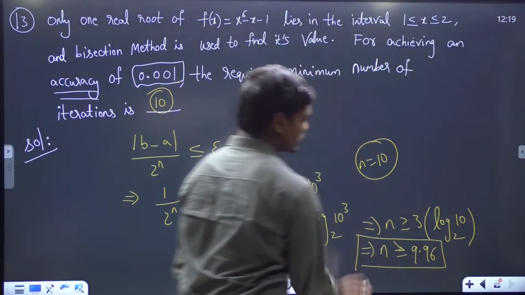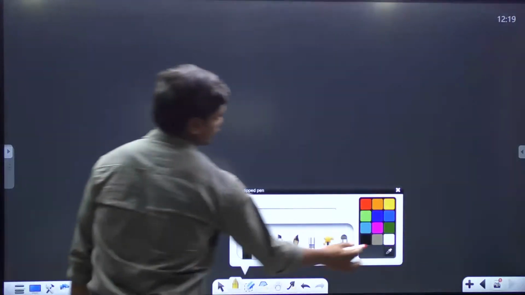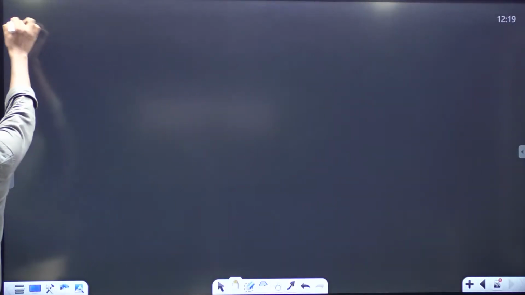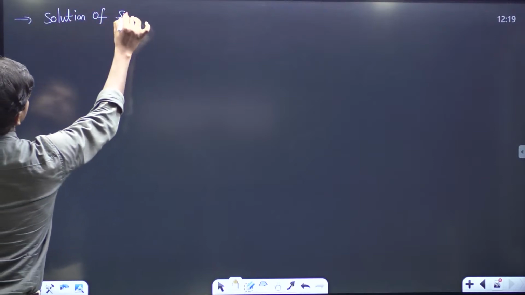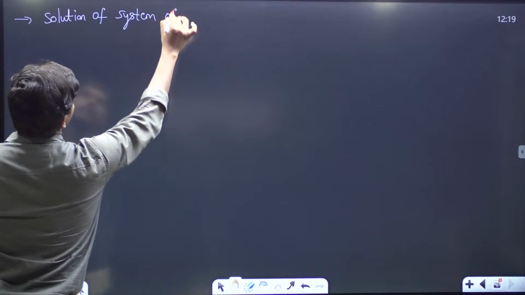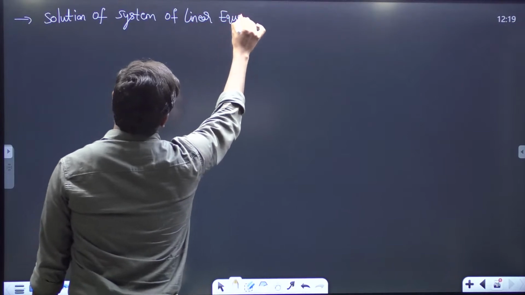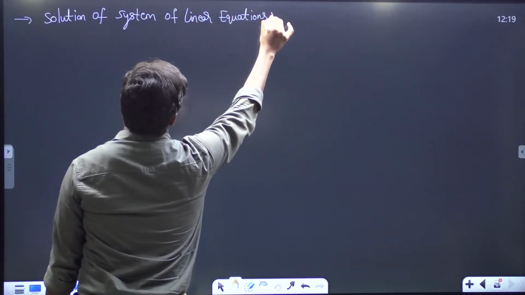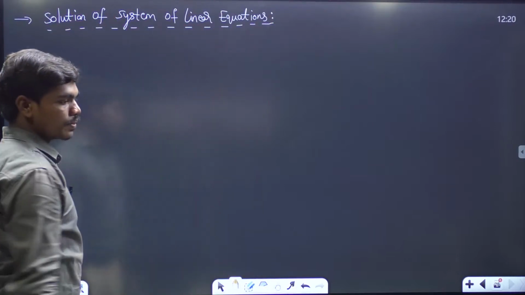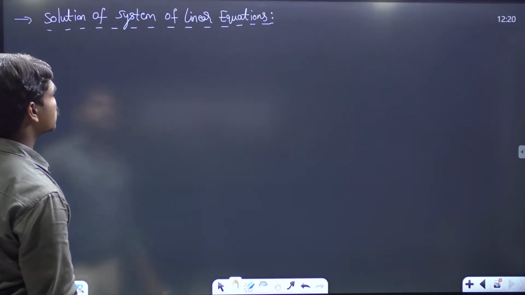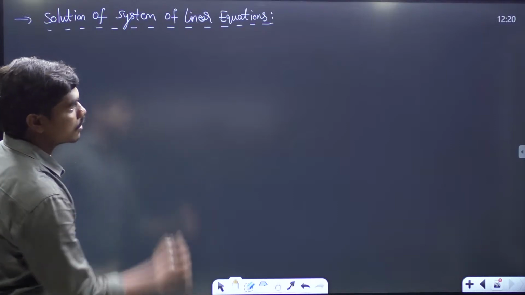Since there are 10 more minutes, we'll start the basic idea of the solution of system of equations, linear equations basically. So, solution of system of linear equations. We'll just give an introduction in these 10 minutes.